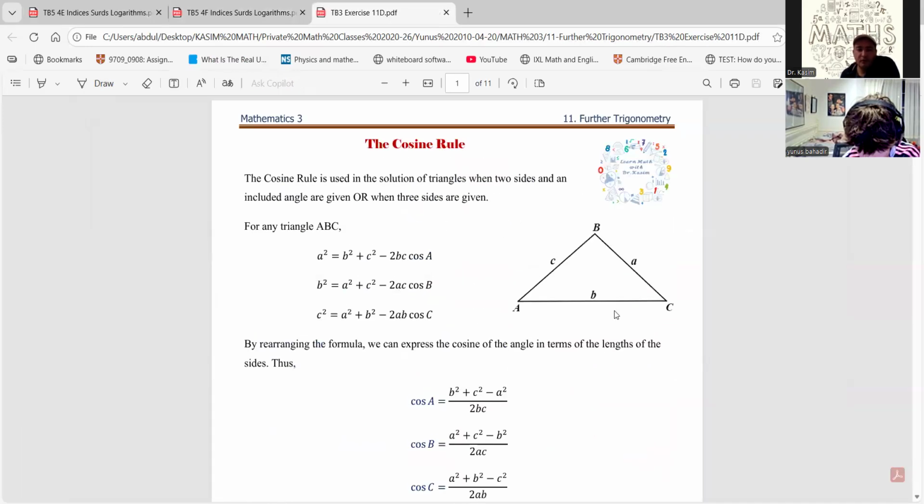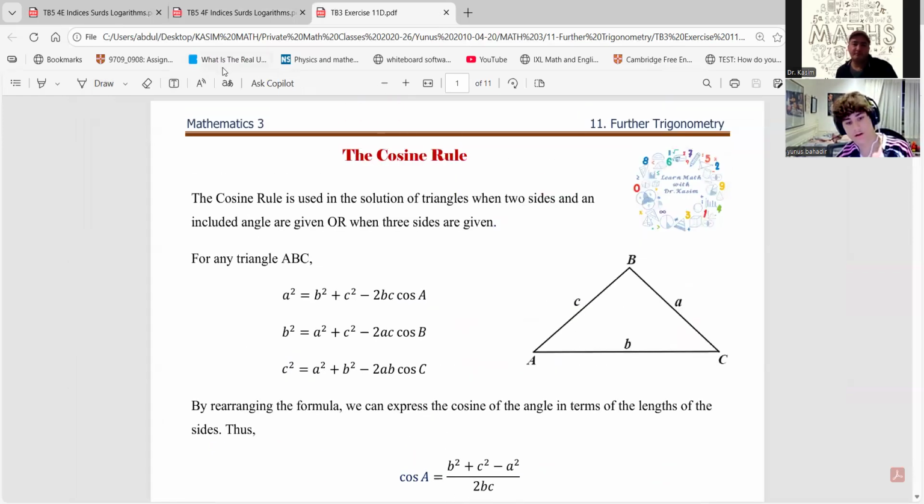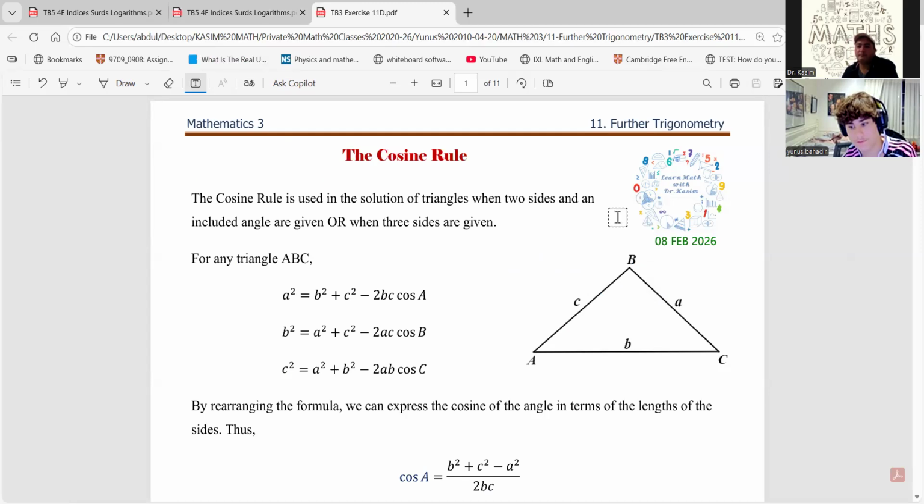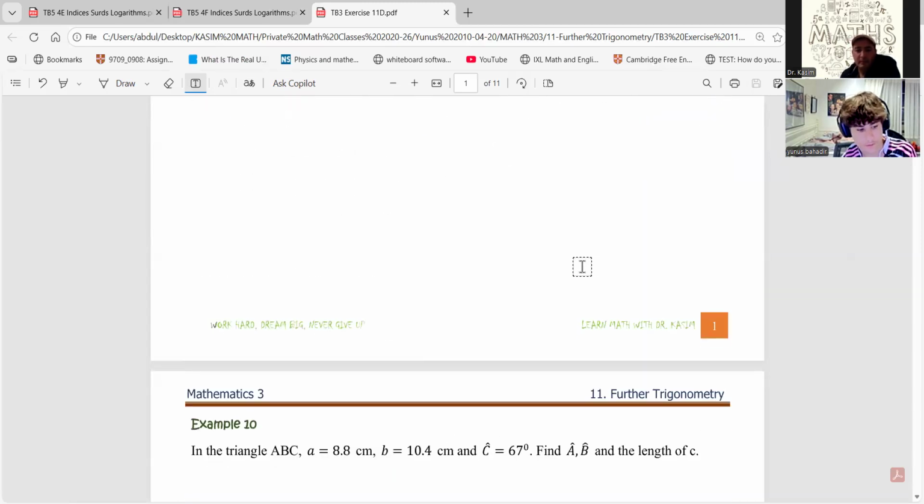Now, cosine rule. Yunus, do you remember this cosine rule? I think so. Have a look if you forgot. When is your birthday, Yunus? April 20. Still got a while to go.